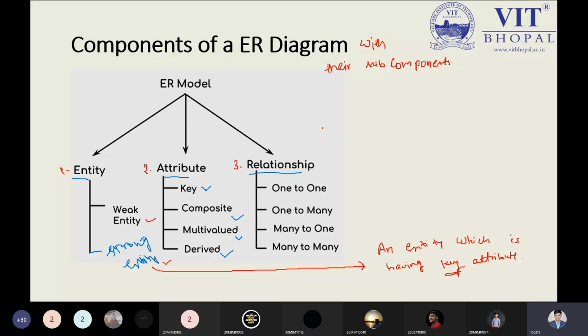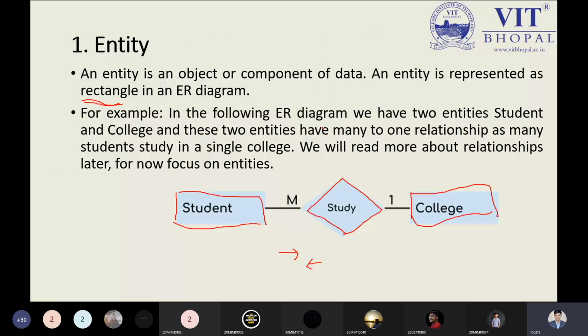Okay, good. So now let us understand the first component, that is the entity. An entity is an object or component of the data. An entity is represented by a rectangle in an ER diagram, as I told you so many times. Student is an entity and college is an entity. This is another entity, that is entity one.